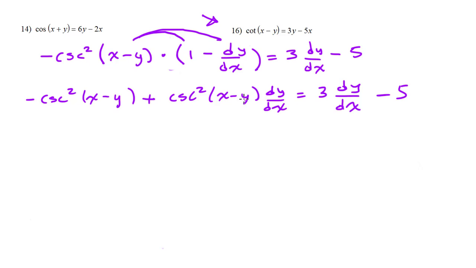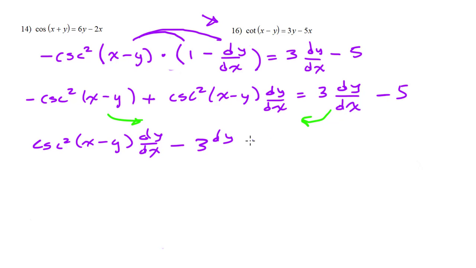And let's see if we can do two things here at once. So I'm going to get the dy dx's together. So basically I want to move this over to the left side and I want to move this over to the right side. So after adding and subtracting both of those, we're going to have cosecant squared x minus y dy dx minus 3 dy dx, because I subtracted 3 dy dx there, equals, and then remember this is going to move to the right side, so that's going to be positive cosecant squared x minus y minus 5, because minus 5 is already there.